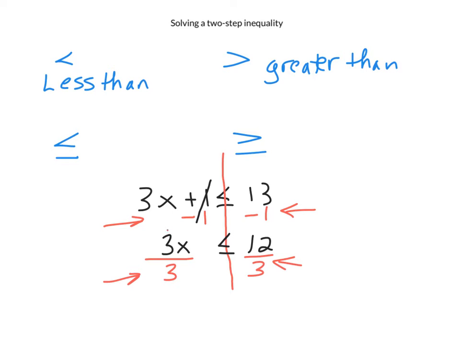On the left-hand side, the 3's cancel out. Technically, they give you a 1, but we don't usually write it. So we just have an x. The less than or equal to stays, and then 12 divided by 3 is 4. So our solution is x is less than or equal to 4. In real life, I would translate that to say all numbers less than or equal to 4 work for this inequality. All right, let's look at another one.